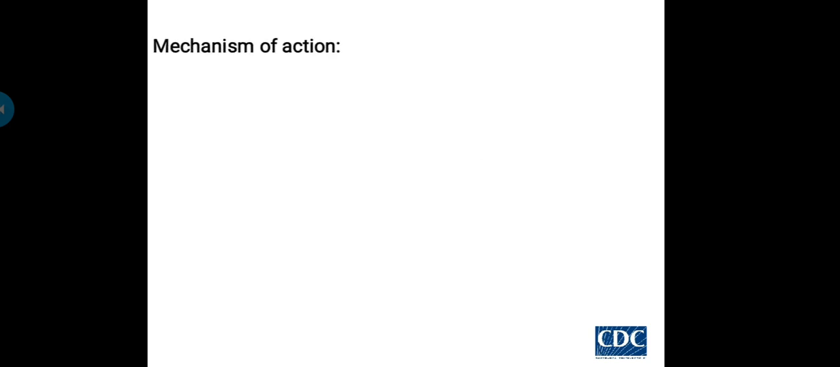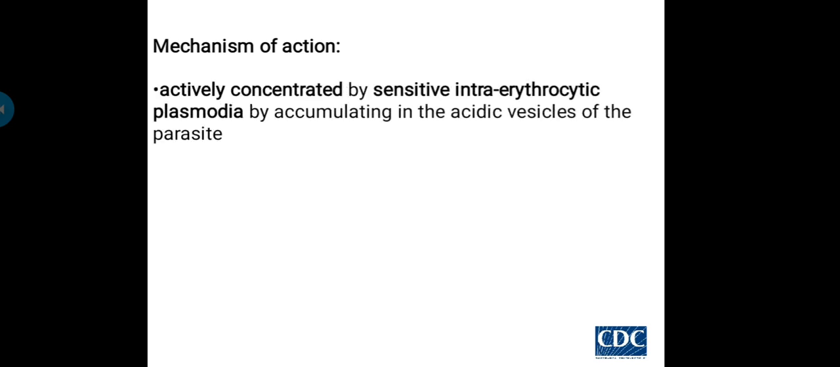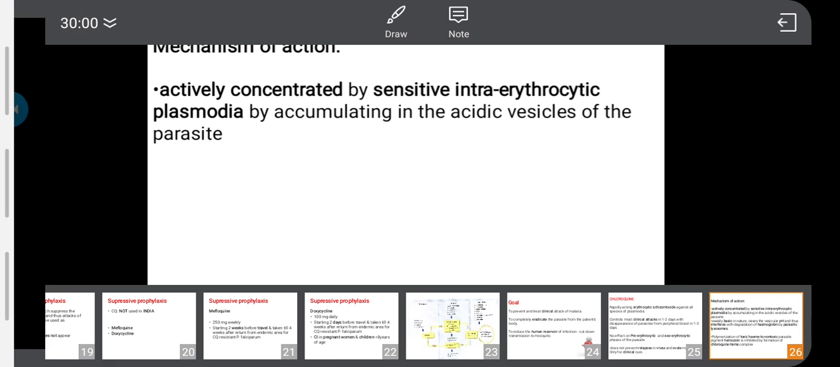So how does chloroquine act? We know that Plasmodium utilizes heme to convert into hemozoin for its survival. Chloroquine is a basic drug, and it is actively concentrated by the sensitive intraerythrocytic plasmodia by accumulating in the acidic vesicles of the parasite. So Plasmodium contains acidic vesicles, and chloroquine, being a basic drug, is non-ionized in this acidic medium, so it is better stored there.